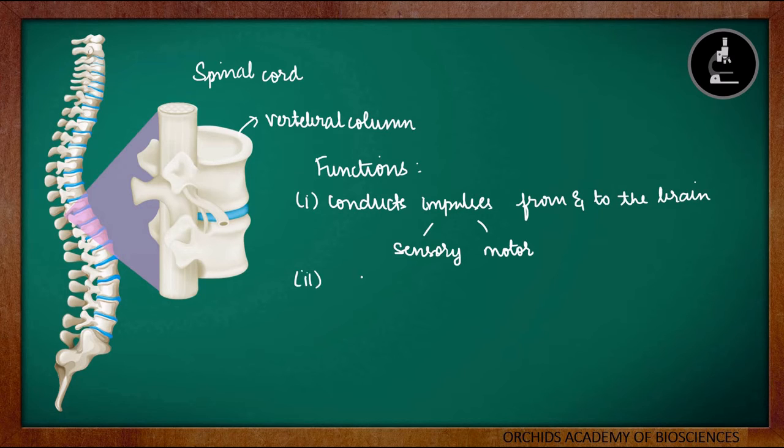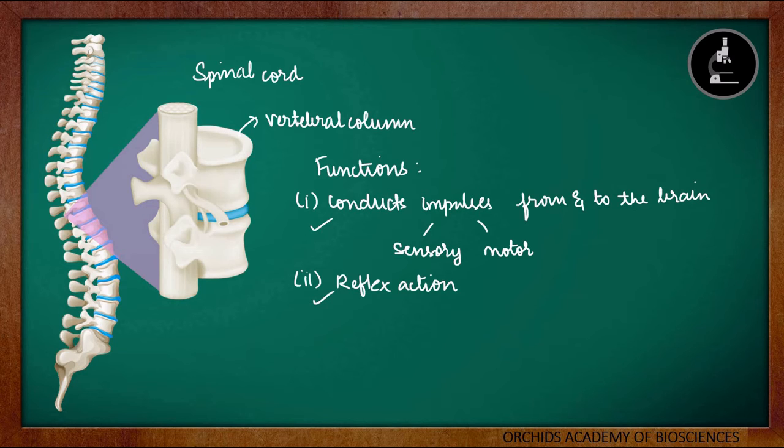The second important function of spinal cord is it acts as a control center, or it acts as a major center for the process of reflex action. In reflex action, the spinal cord itself tells us what to do in response to the external stimuli. It does not wait for the brain to respond to it. So its function involves conducting the impulses from and to the brain, and it acts as a major site for reflex action. So this is about the spinal cord. With that, we come to the end of central nervous system, which includes the brain and the spinal cord.